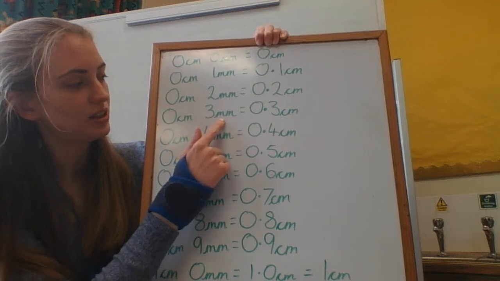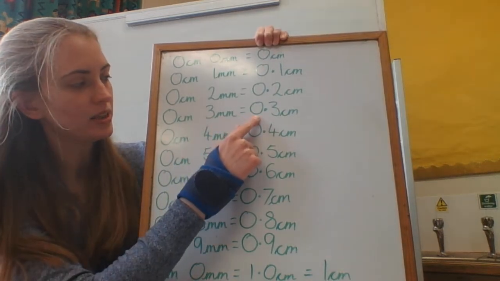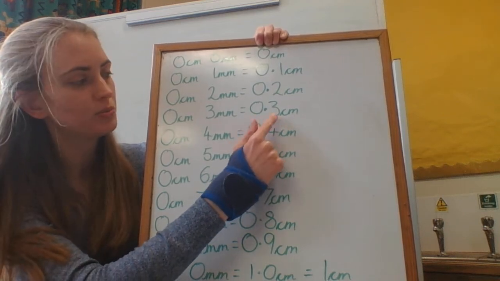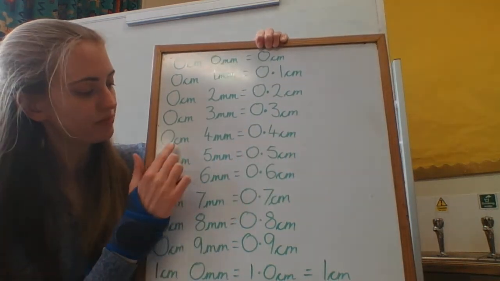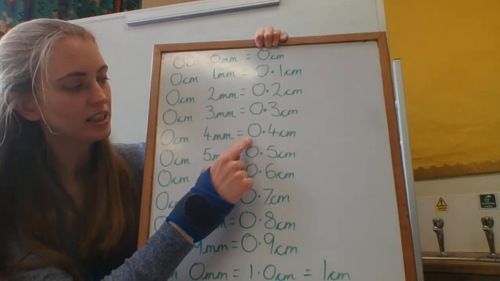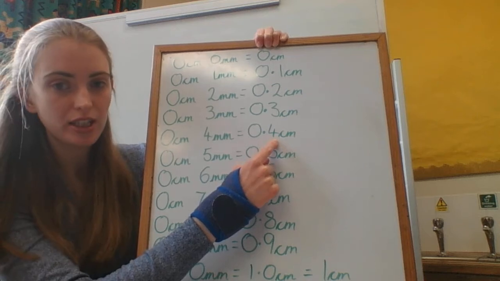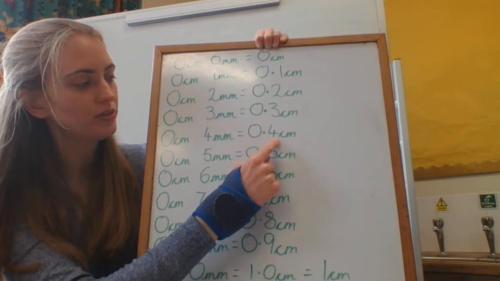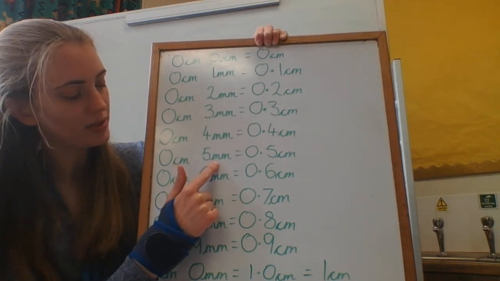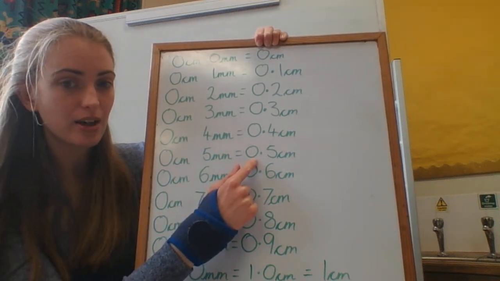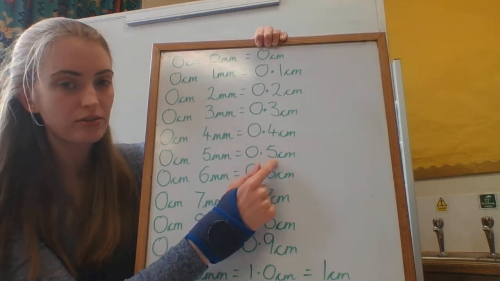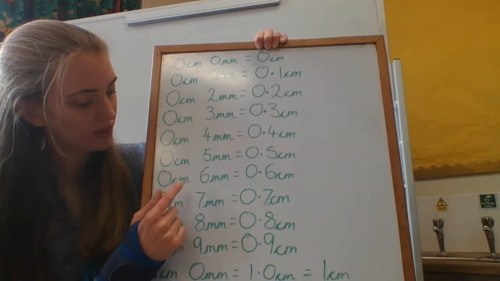0 centimetres and 3 millimetres is the same as no whole centimetres and 3/10 of a centimetre, 0.3 centimetres. 0 centimetres and 4 millimetres is the same as 0 whole centimetres and 4/10 of a centimetre, 0.4 centimetres. 0 centimetres and 5 millimetres is the same as 0 whole centimetres and 5/10 of a centimetre, 0.5 centimetres.